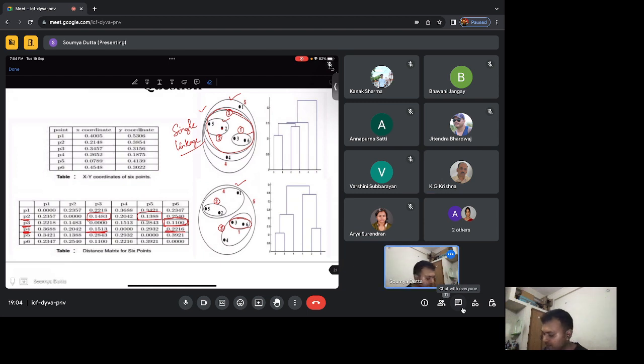I mean, how you got this bottom diagram is up to you. Somebody might have done centroid linkage also. That I would require more calculations to prove. Somebody might have done complete linkage. Somebody might have done average linkage. Single linkage and complete linkage will generally be easier to see.